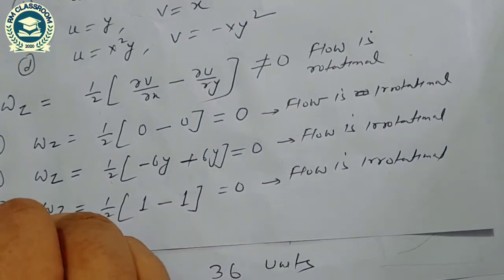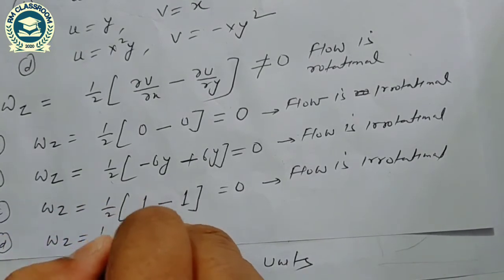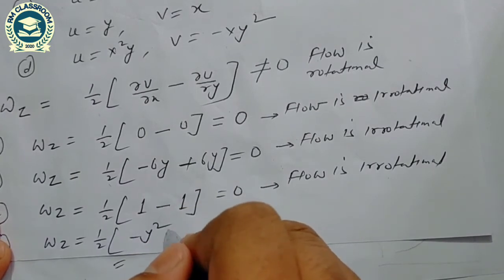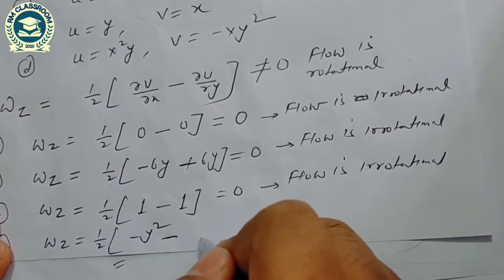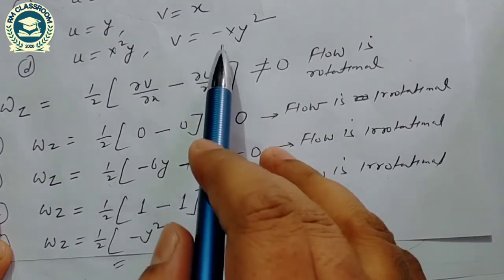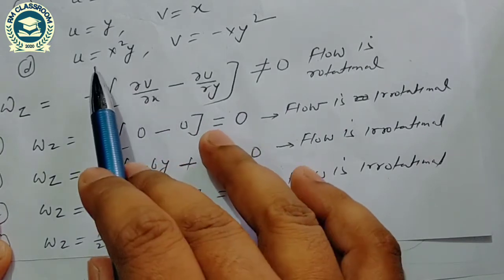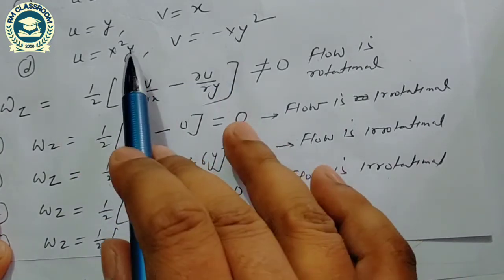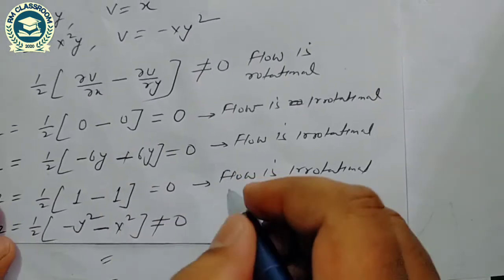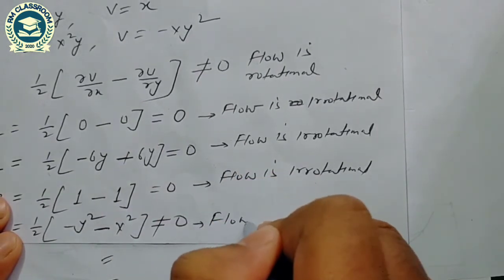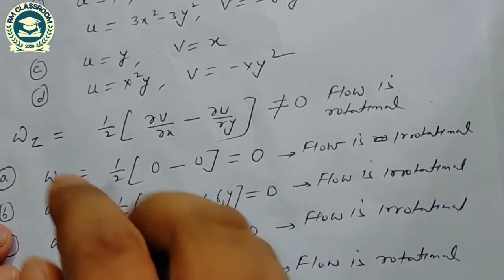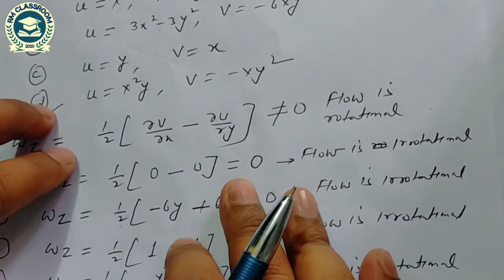In option D, omega z is equal to 1 by 2 del v by del x minus del u by del y. Del v by del x means minus y square and del u by del y means x square. So it is not equal to 0, which means the flow is rotational. So option D here is correct.